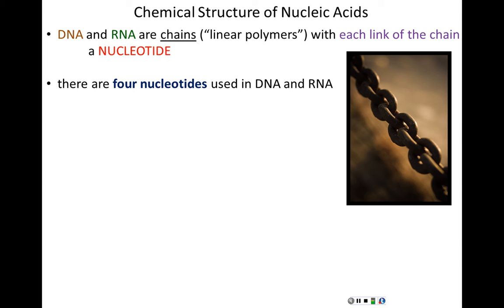There are 4 different nucleotides used in DNA and RNA. Adenines, abbreviated A, thymines for DNA, but uracils take the place of thymine in RNA, guanines, G, and cytosines, C.